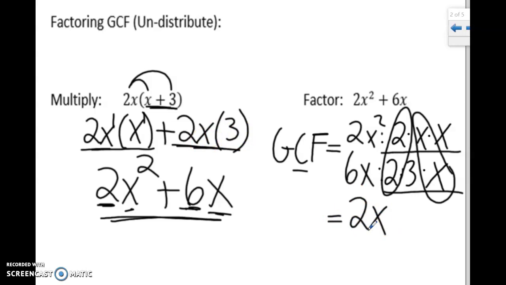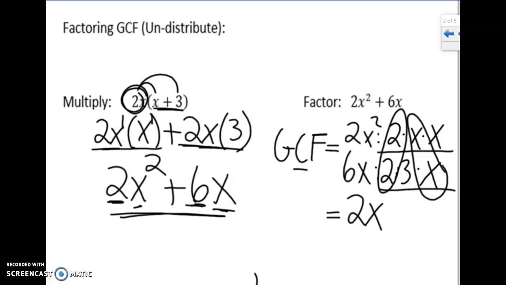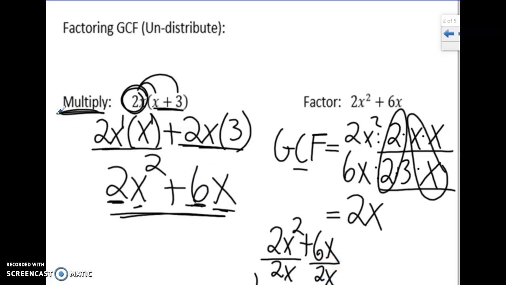And no surprise, that's what we put into the binomial. Now it's our job to take it out of what we put in. So we're going to take the 2x squared plus the 6x, and I divide out 2x. I take out the GCF by undoing multiplication, which is division. So 2 divided by 2 is 1, which we don't really have to write. X to the second power over x to the first is just x.